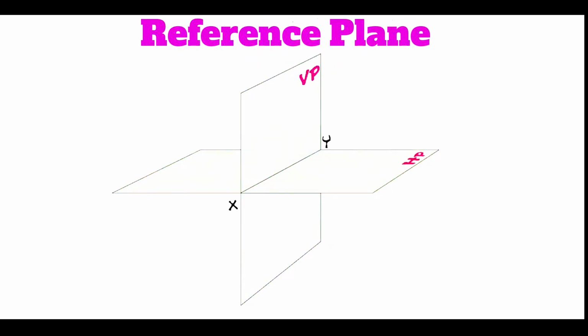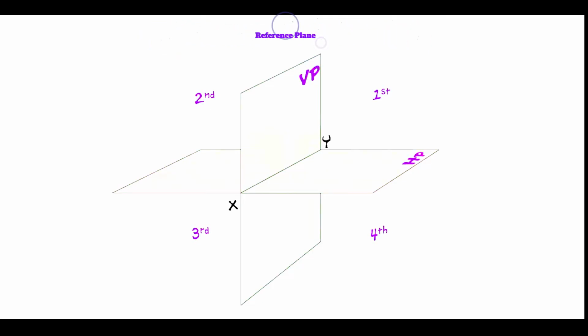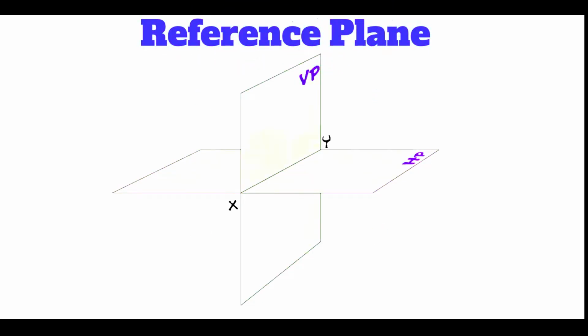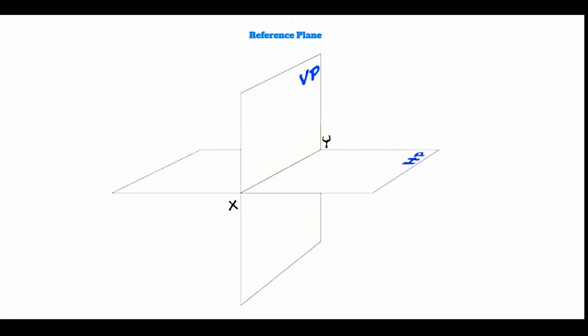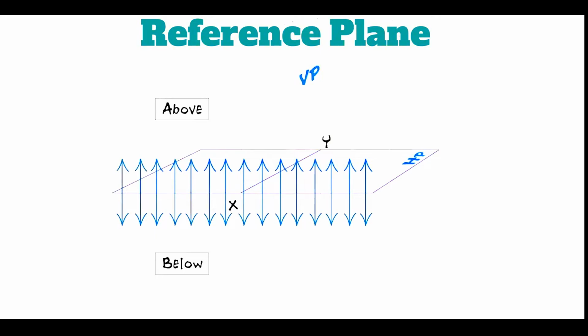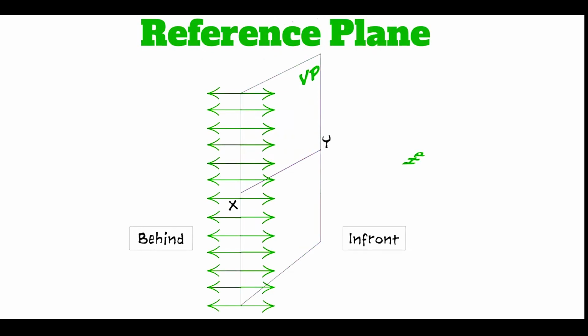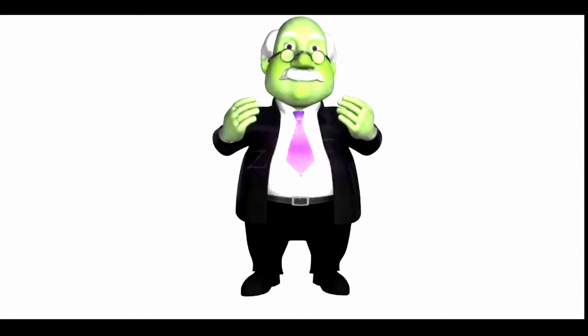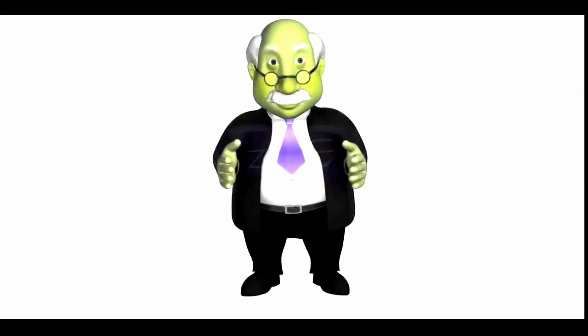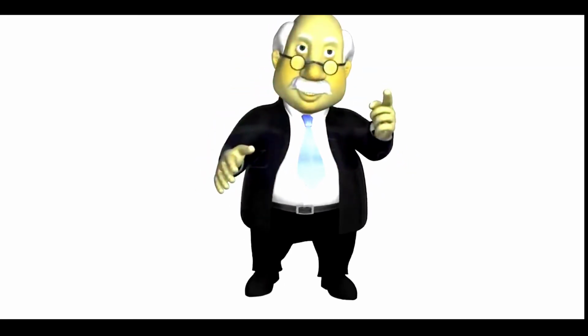From these reference planes, we get the first, second, third, and fourth quadrants. The object can be placed in any one of these four quadrants. The terms above and below are always with respect to the horizontal plane HP, and the terms in front and behind are always with respect to the vertical plane. Seriously, pay attention. This is important.